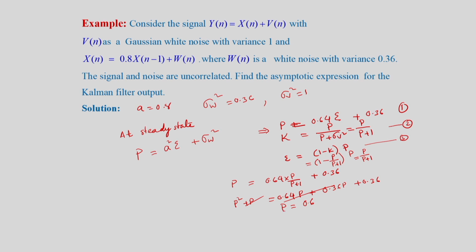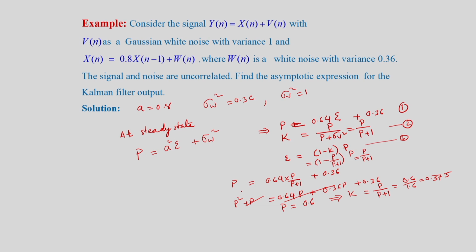And since we have found P, K will be equal to P by P plus 1. So this will be 0.6 by 1.6, that is 1 plus 0.6, so K is 0.375. So we have found out the Kalman gain and we have found out the value of P.